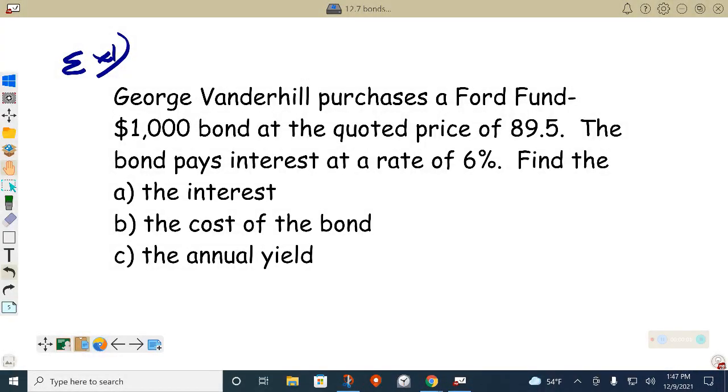But if you weren't here, just get a piece of paper and write Example 1. George Vanderhill purchases a Ford Fund $1,000 bond at the quoted price of 89.5.